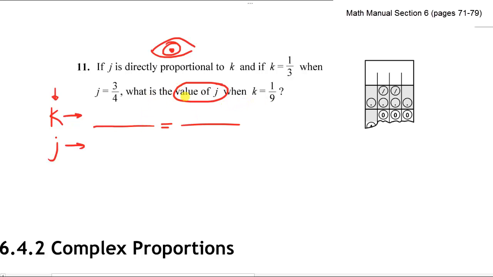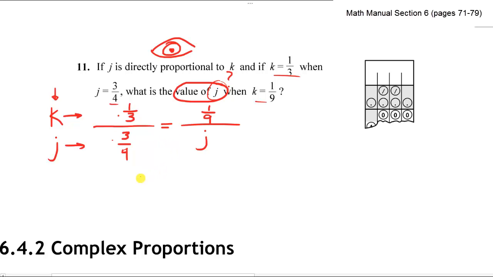So here's what I'm going to do. My first K is 1/3, and that corresponds to a J of 3/4. So I'm going to put my first K and my first J in the numerator and denominator on the left-hand side of this equal sign. And then on the right-hand side, they've given me another K, that's 1/9, but I don't know my J. They're asking for my J. That's my unknown, so that's going to go in the denominator.